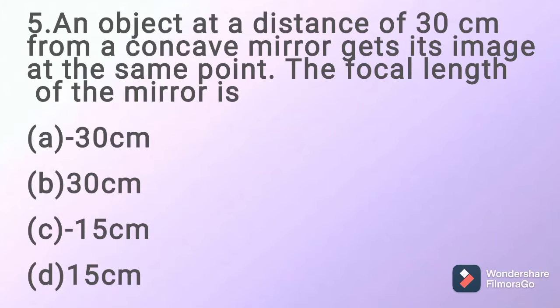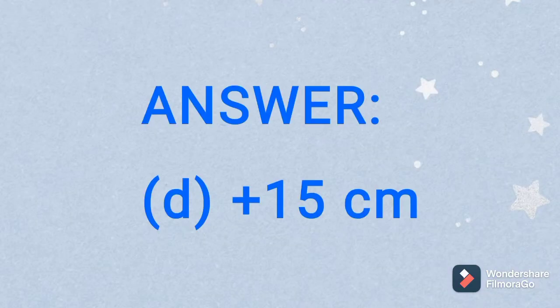Fifth question. An object at a distance of 30 cm from a concave mirror gets its image at the same point. The focal length of the mirror is: option A minus 30 cm, option B 30 cm, option C minus 15 cm, option D 15 cm. And the answer is option D, plus 15 cm.